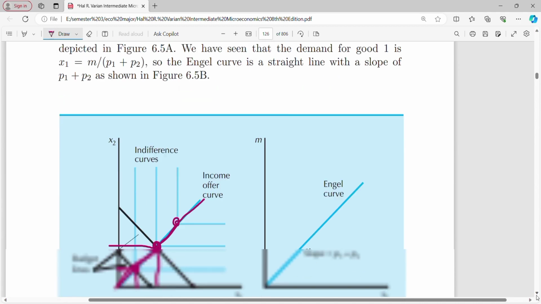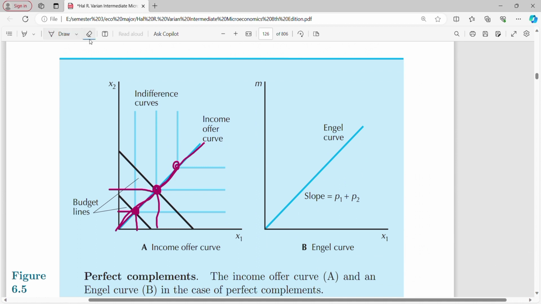The next is perfect complements. For perfect complements, we know the consumer will only demand bundles when x1 and x2 are equal. Take the example of a left shoe and a right shoe. The consumer only has a demand when the number of left shoes is equal to the number of right shoes. The number of x1 is equal to x2. So these both come equal only at this part, right?